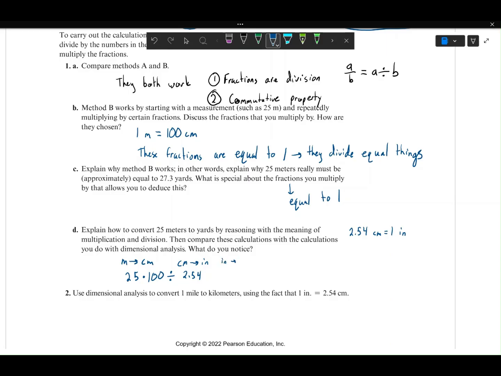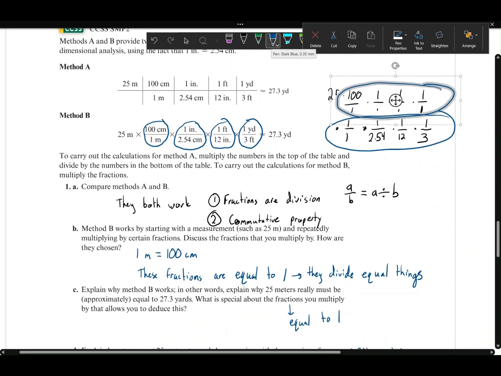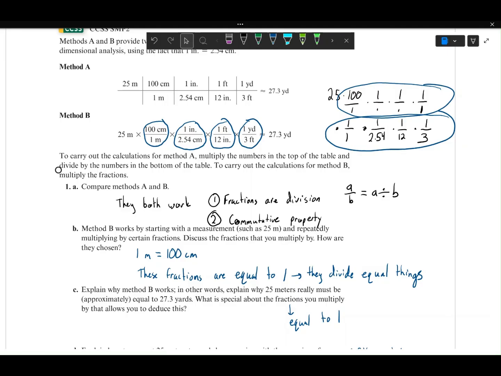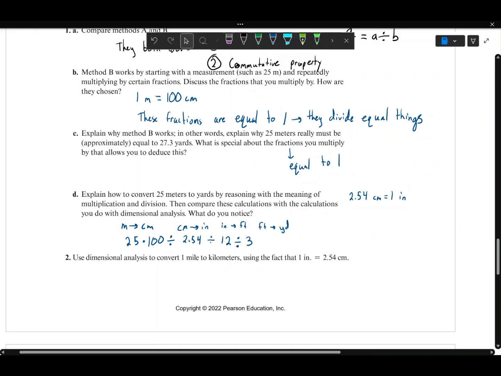Similarly, when we go from inches to feet, we have to divide by 12 because I'm gluing together my inches to make feet. And finally, when I go from feet to yards, I divide by 3. Let's look up at dimensional analysis. We did 25 times 100. There's a bunch of ones on top, so we don't use them, divided by 2.54, divided by 12, divided by 3. Dimensional analysis is additionally an expansion of our thinking on when do we multiply, when do we divide.